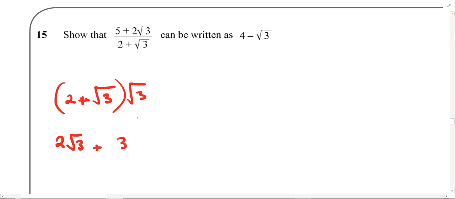Remember, if I said to you, I've got 5 over 6, and I want to write it as a fraction over 24, because remember what I'm trying to do is keep it the same value. I can't change its value, right? So I've got to keep it equivalent. So if I multiply top and bottom by 4, I get the same value fraction. Same thing.